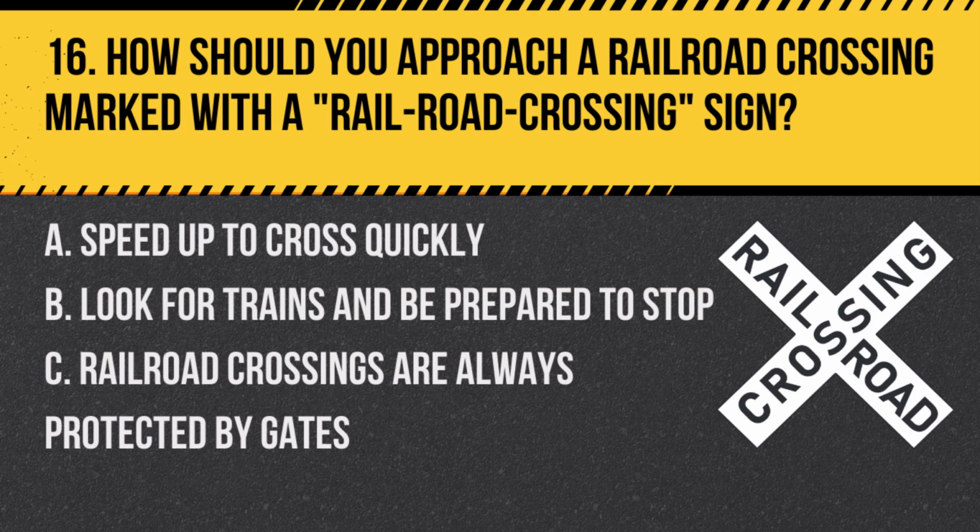Question 16. How should you approach a railroad crossing marked with a railroad crossing sign? A. Speed up to cross quickly. B. Look for trains and be prepared to stop. C. Railroad crossings are always protected by gates. Answer. B. Look for trains and be prepared to stop. This sign warns of an upcoming railroad crossing.